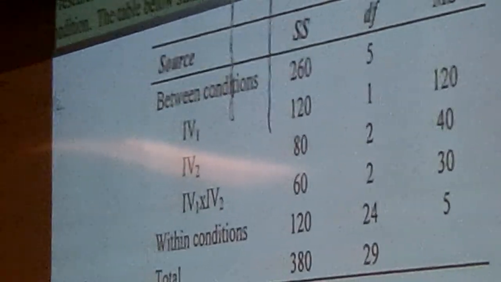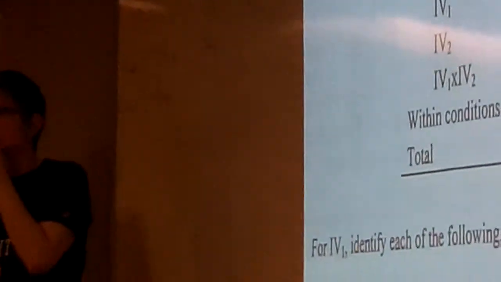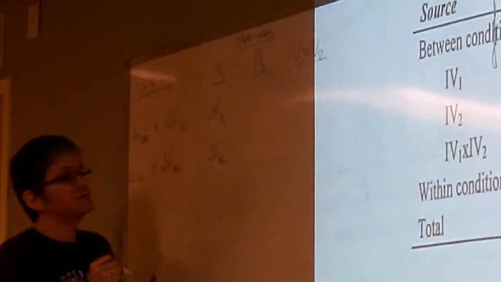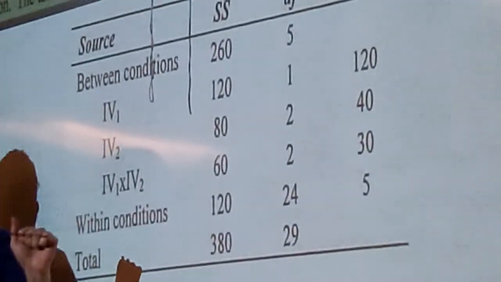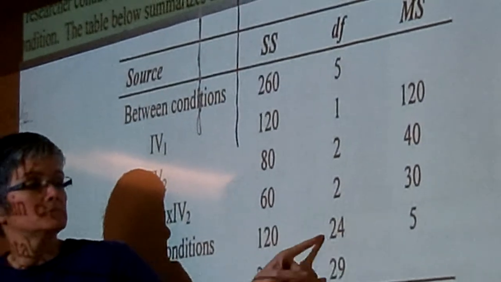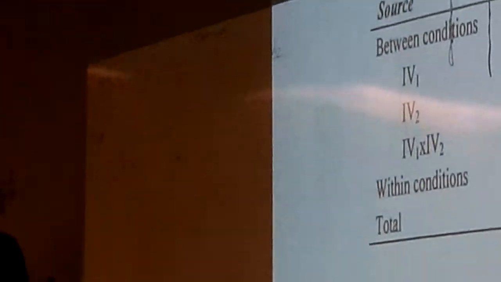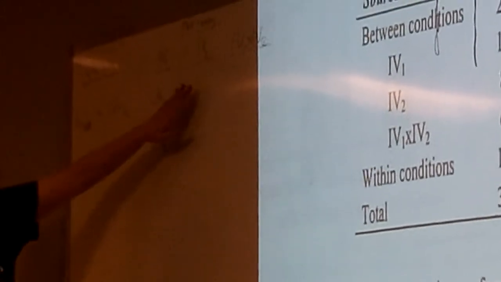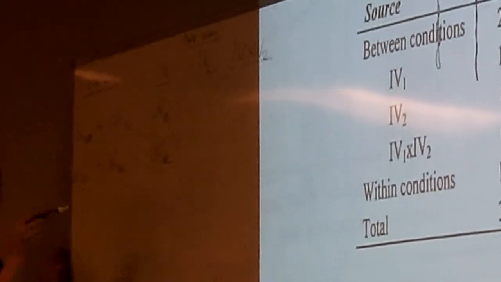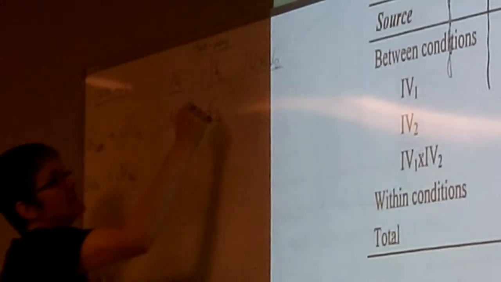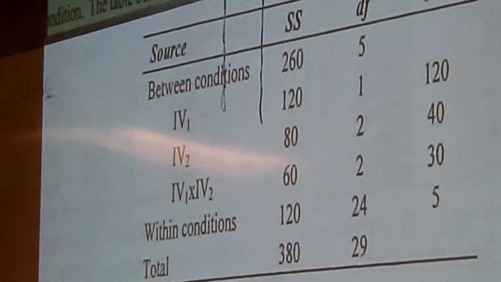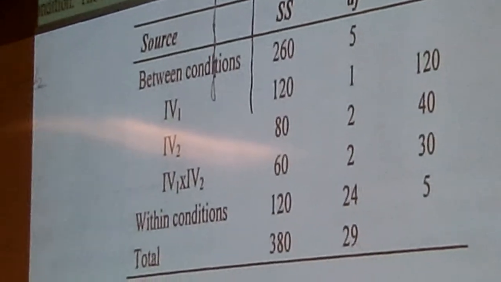What am I going to use for my degrees of freedom denominator? The within conditions, right. Okay, so that's the same. So in this case, what would that be? 24, right, this one over here. So what would I use for degrees of freedom numerator for the main effect of IV2? Two. I would use the degrees of freedom for IV2, right? In this case, that's two. And still use degrees of freedom within conditions for the denominator.